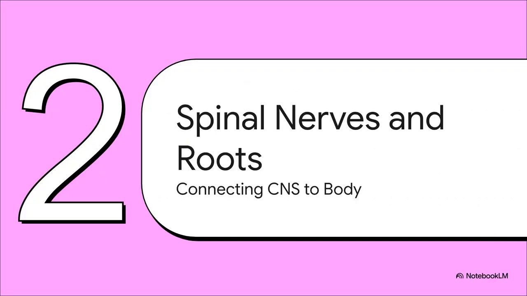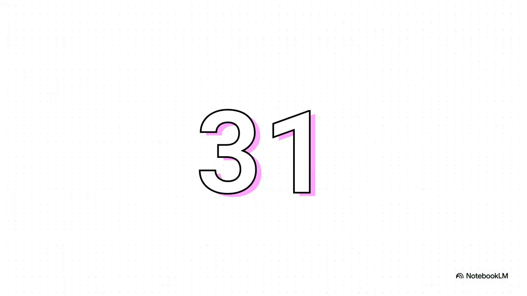So we've got a handle on the structure of the cord itself. Let's move on to Section 2 and look at the spinal nerves and their roots. These are the physical connections that link the central nervous system to the entire body. So how many of these connections are we talking about? The magic number is 31. There are 31 pairs of spinal nerves that branch off the spinal cord. Think of them as the primary communication lines between the central nervous system and everything else.